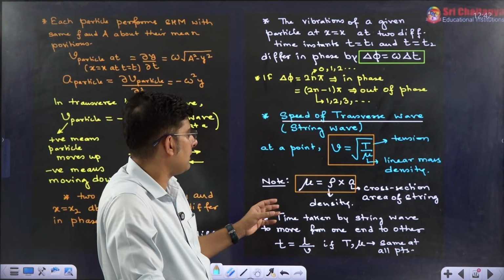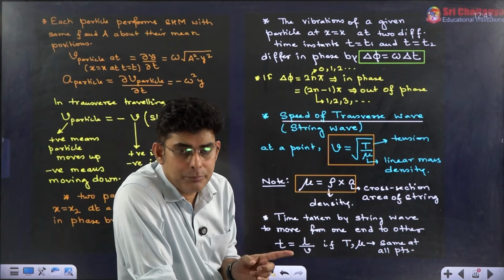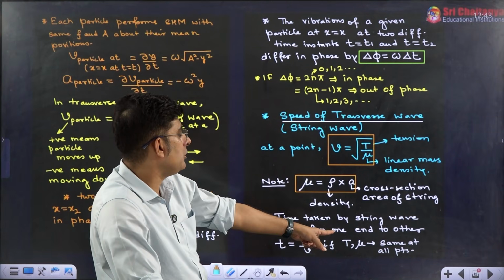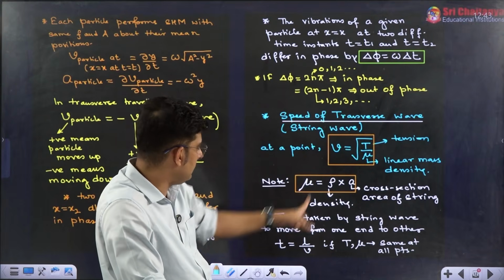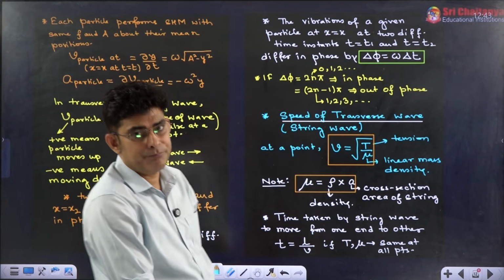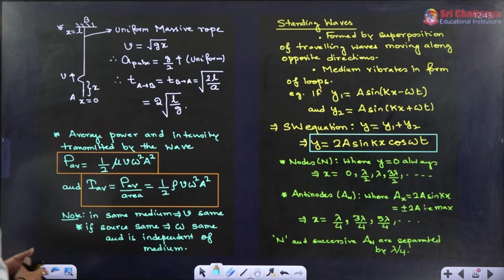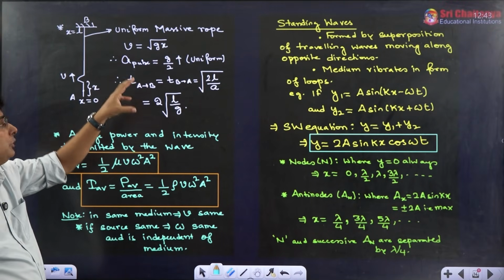Now they will ask you what is the time taken by the string wave to move from one point of the string to the other. Suppose length of the string is L. If T and mu are same at all points, so v will be constant, so time will be directly L by v. Okay. But sometimes what will happen, suppose we have a uniform massive rope.